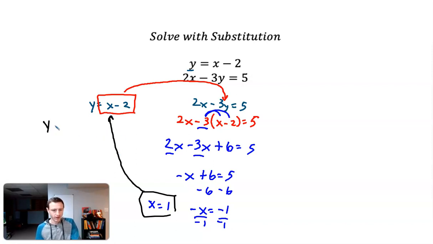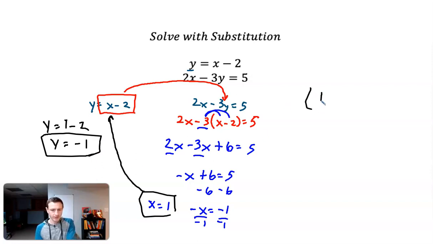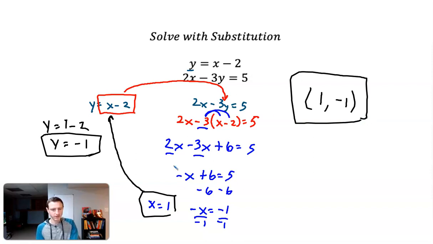So we're going to have y equals, replacing x with 1, 1 minus 2. y equals 1 minus 2 is negative 1. So y equals negative 1. Our solution to this system is going to be the ordered pair, x value 1, y value negative 1. So 1, negative 1 is the solution. That's going to make this true. So that's using only substitution.